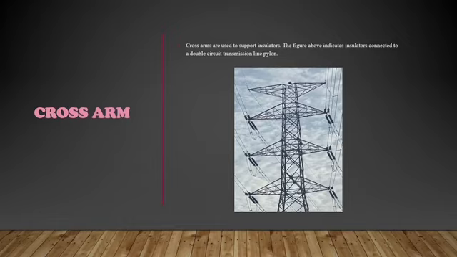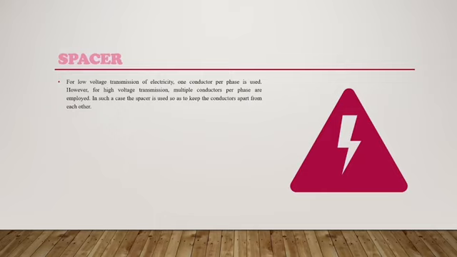Okay, the fourth component is cross arm. Cross arms are used to support insulators. The figure above indicates an insulator connected to a double circuit transmission line pylon. Okay, for the fifth component, for low voltage transmission of electricity, one conductor per phase is used. However, for high voltage transmission, multiple conductors per phase are employed. In such a case, spacers are used so as to keep the conductors apart from each other.